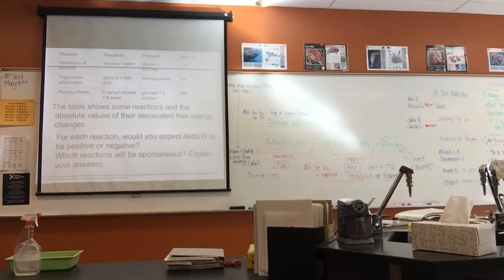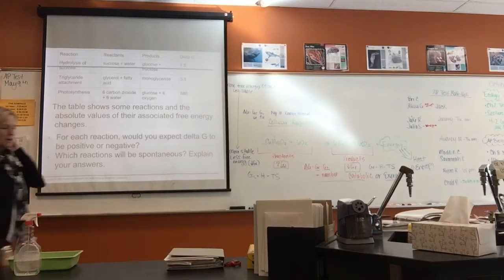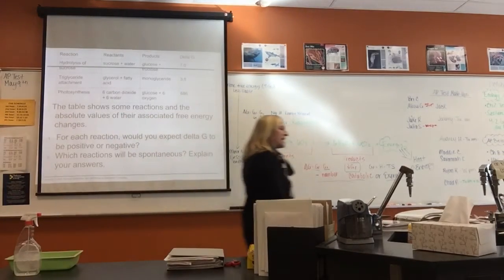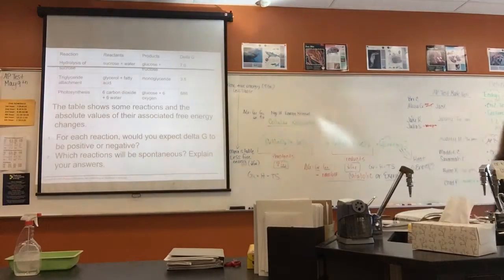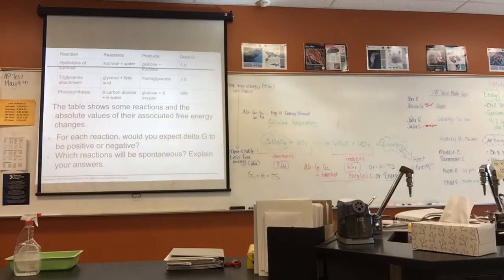and what are the products, and then I give you the delta G, but I give you the absolute values. So I'm not telling you if the delta G is a positive or negative. So I just gave you, this is the amount of energy in arbitrary units here. This is the amount of energy that is either needed or is going to be released. So when it says the table shows some reactions and the absolute values of their associated free energy changes.